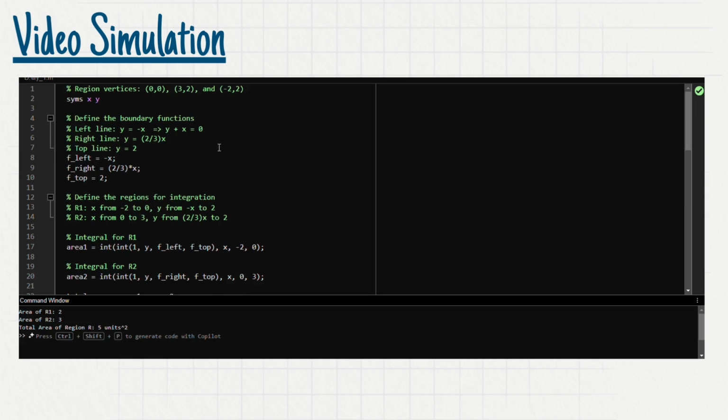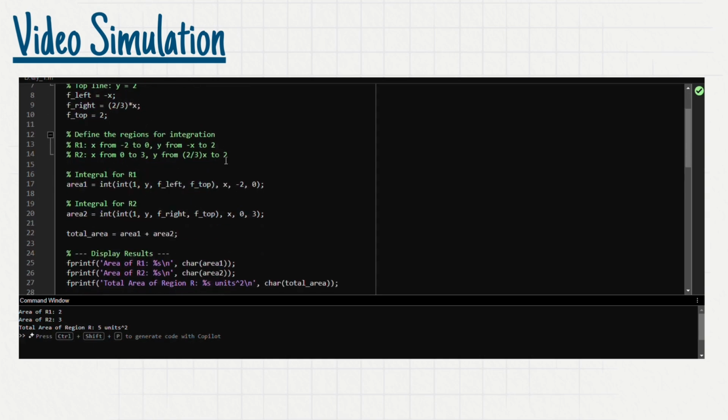In the first section of our code, which is from line 3 to 11, we initialize our symbolic variables x and y. We then define our boundaries: a left boundary y equals negative x, a right boundary y equals 2/3 x, and a top boundary which is y equals 2.